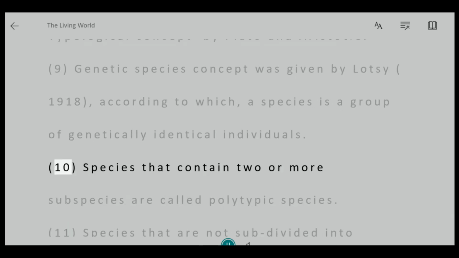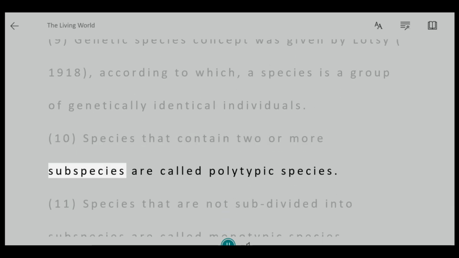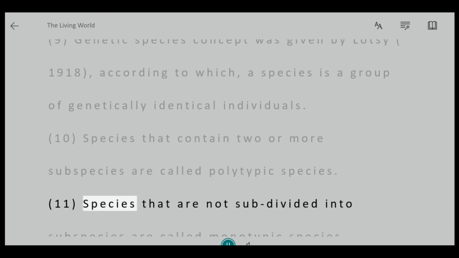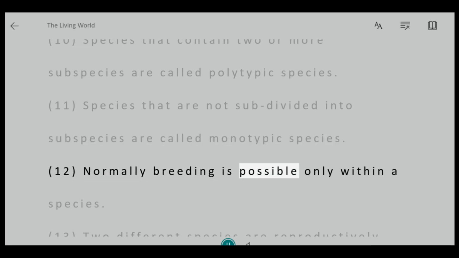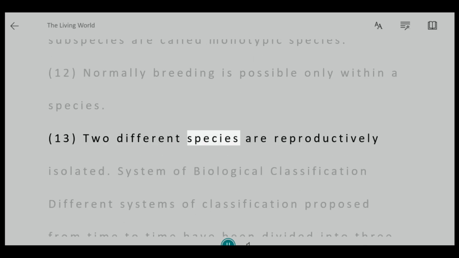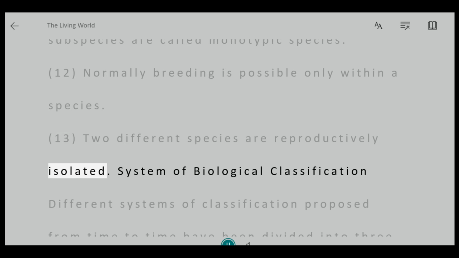individuals. 10. Species that contain two or more subspecies are called polytypic species. 11. Species that are not subdivided into subspecies are called monotypic species. 12. Normally breeding is possible only within a species. 13. Two different species are reproductively isolated.